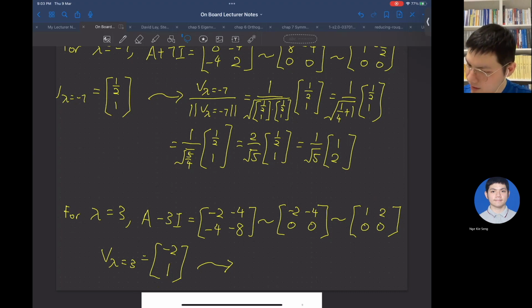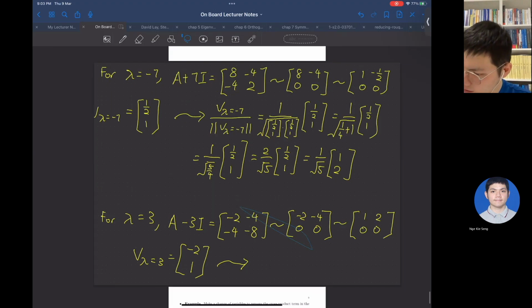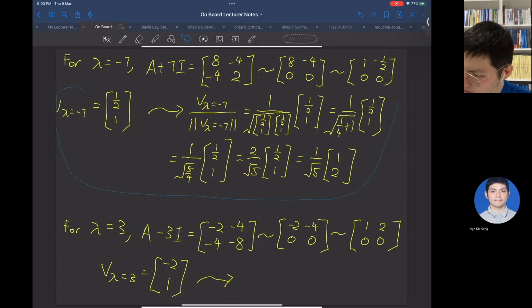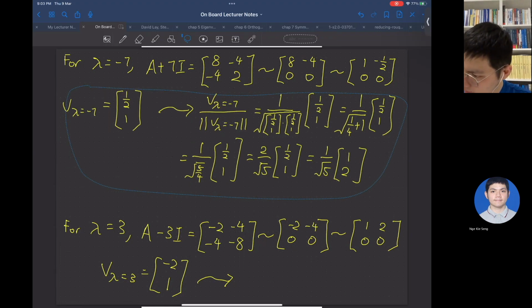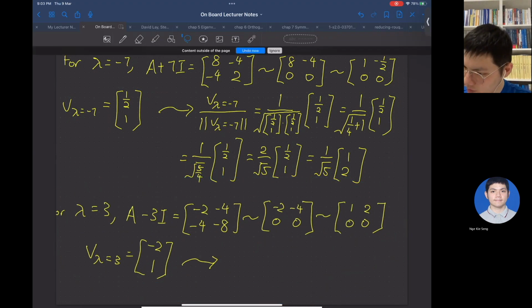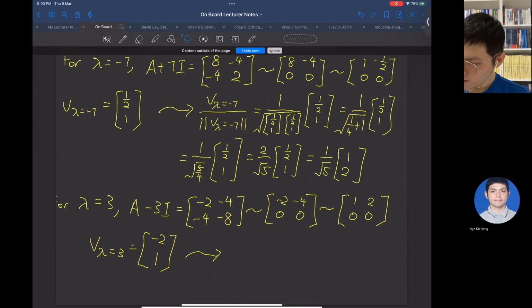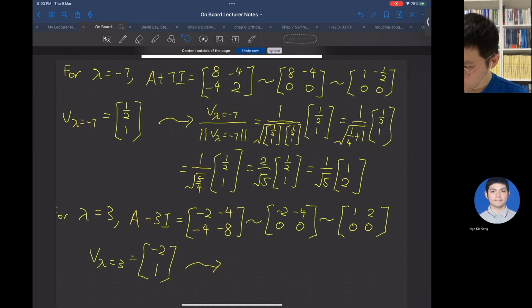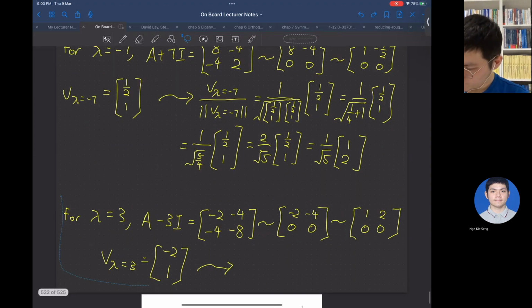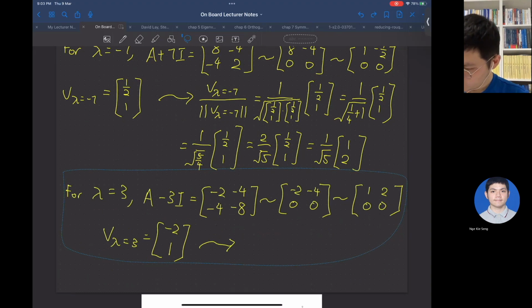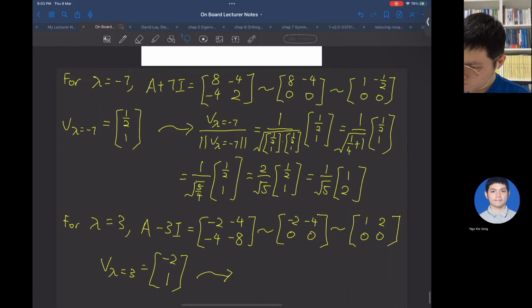So similarly, sorry about that. Let me adjust a little bit. So similarly, you could do the same for the eigenvector for lambda equals 3. Okay, let me move it up. Make some more space. Let's make the whole thing smaller again.